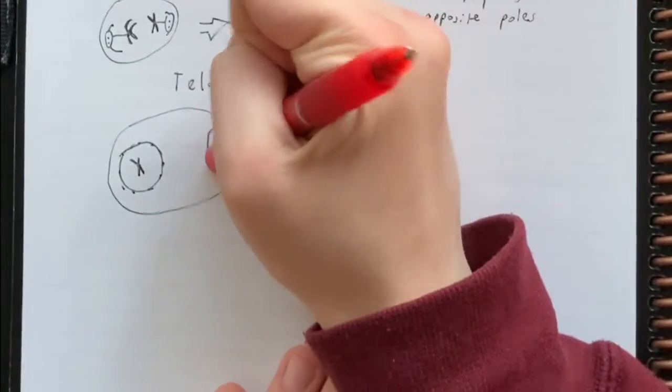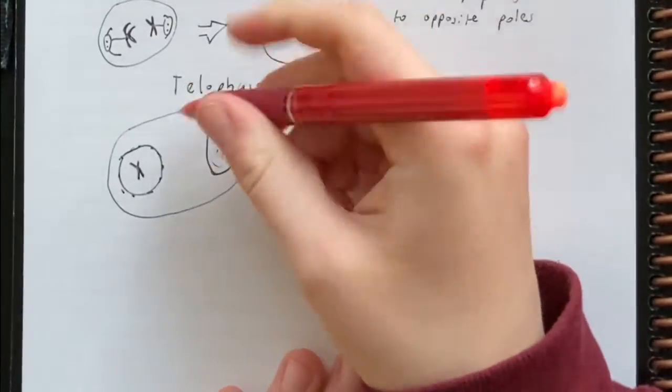And another thing is that the DNA decondenses. It just relaxes. So now it kind of looks like this.